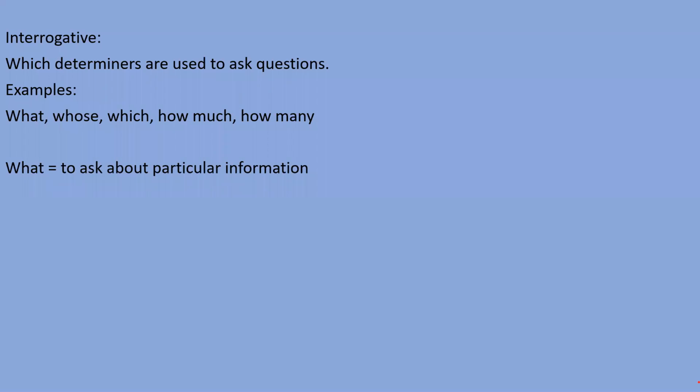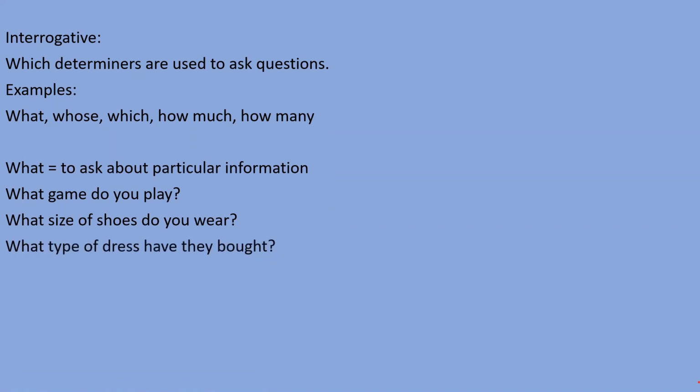So basically, dear students, we use what to ask about particular information. When we have to ask about particular information, we should use what, like what game do you play? I want to know about a particular game. What size of shoes do you wear? I want to ask about the particular information about your shoe size, right? What type of dress have they bought? So I want to get the particular information. So dear students, whenever you have to ask about particular information, you should use what.